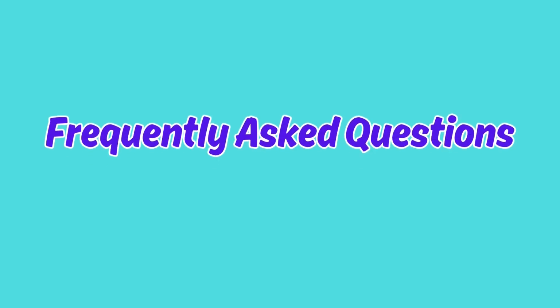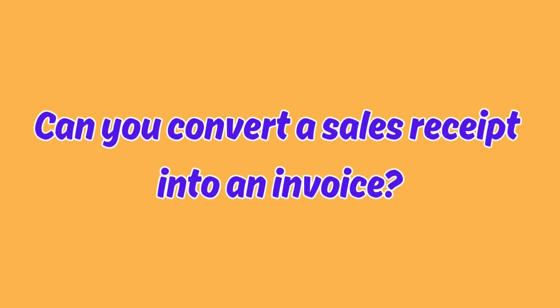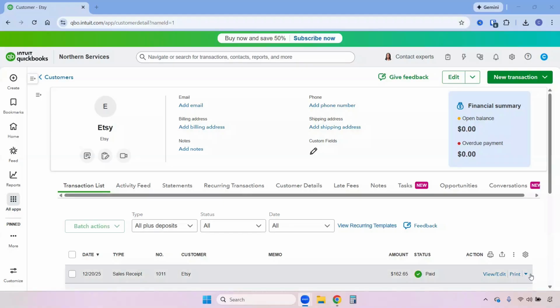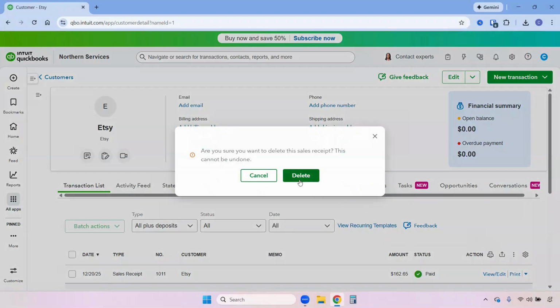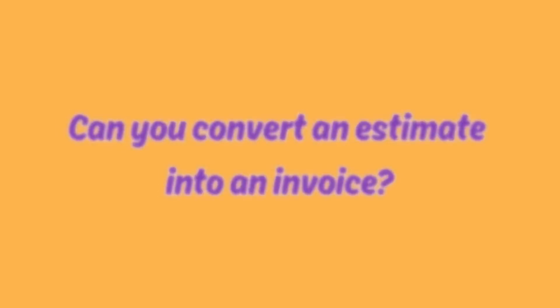Now, let's dive a bit deeper into frequently asked questions about sales receipts and invoices. Can you convert a sales receipt into an invoice? Those are two different types of transactions. A sales receipt shows money received, while an invoice shows money owed. If you want to use an invoice instead of a sales receipt, you'll need to delete it and create an invoice. To delete a sales receipt, you'll click on the drop-down arrow and then select delete. Yes, we want to delete the sales receipt.